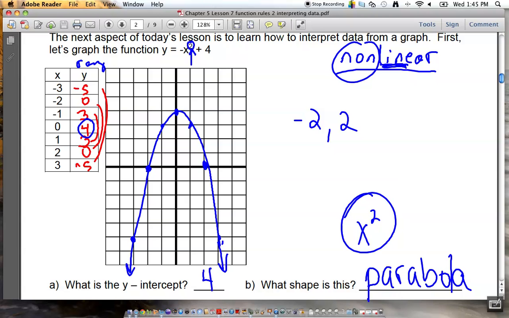And do you think there is a minimum value? Do you think that there's a lowest number you'll ever find? No, because the arrows on the end say it keeps going forever and ever.